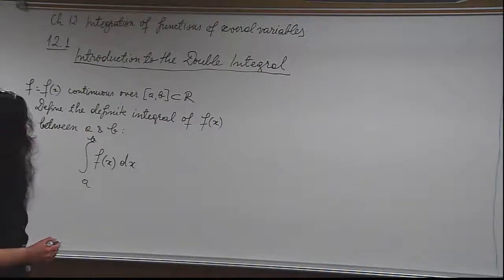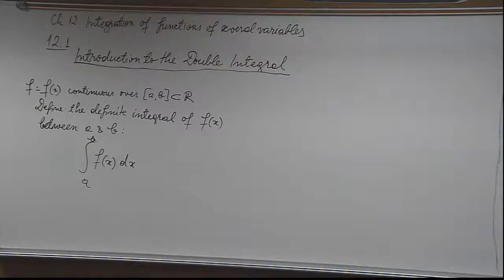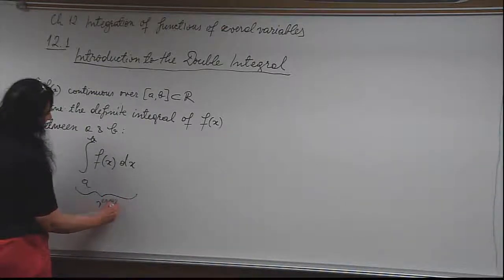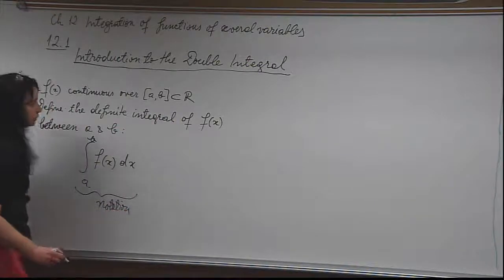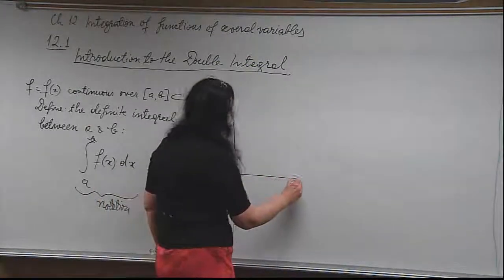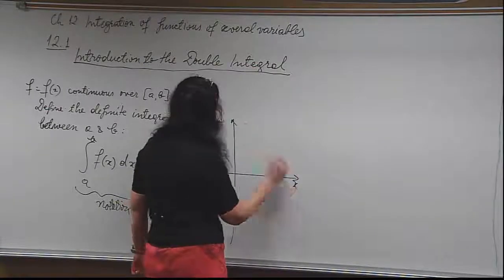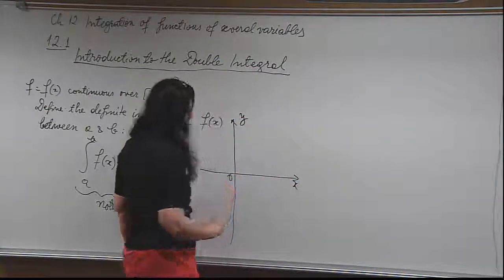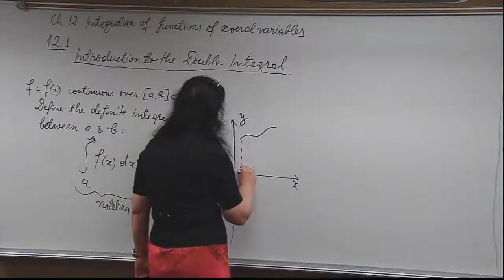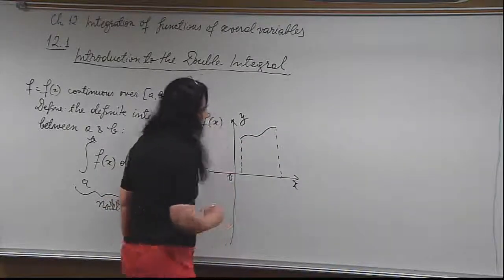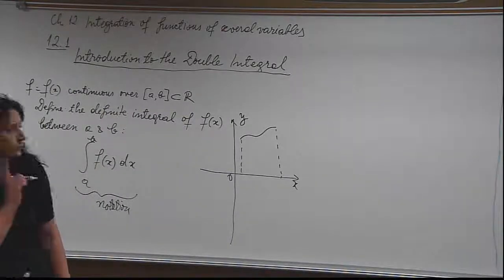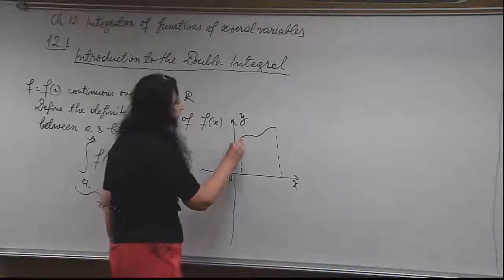Well, how do we define this? This is just a notation. How do we define it? We have to have a setup. And we are thinking of an xy frame. You have a function f that's continuous. And you are thinking, oh, wait a minute, I would like to be able to evaluate the area under the curve.